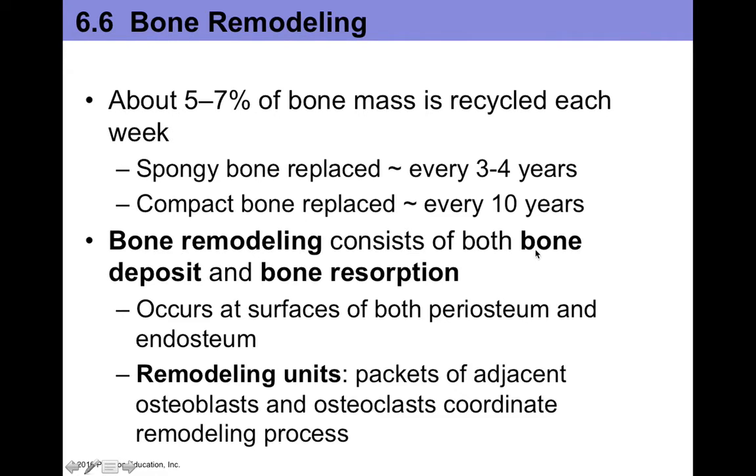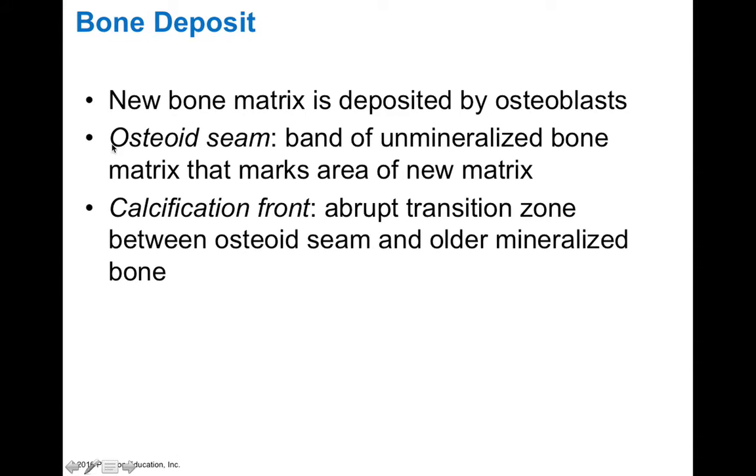Now, bone remodeling consists of both resorption and deposit. Remember, bone deposit is mediated by osteoblasts, and bone resorption is mediated by osteoclasts. So we're talking about the building up and the breaking down of bone. These occur at the surfaces of periosteum and endosteum, and you find that these osteoclasts and blasts are located nearby in what we call remodeling units, which are basically packets of blasts and clasts that coordinate the remodeling process.